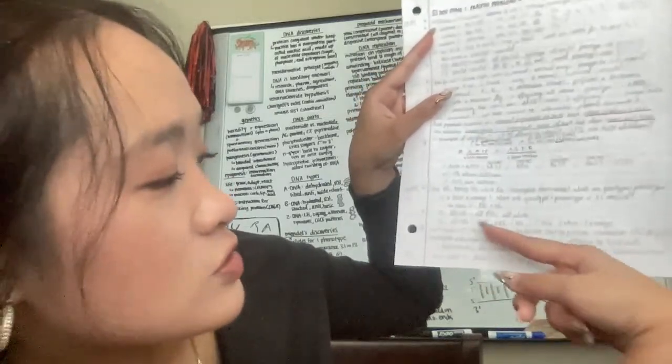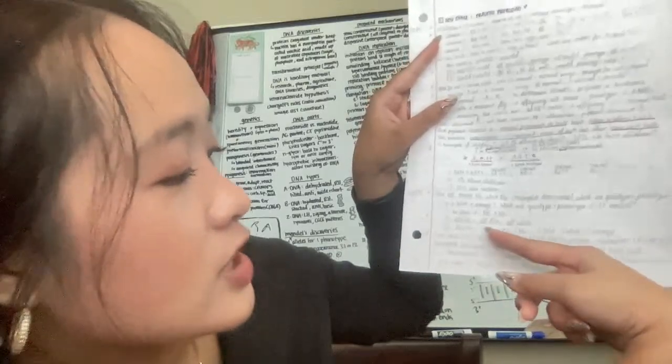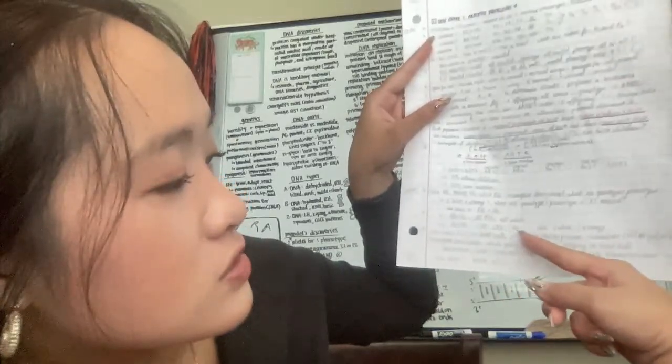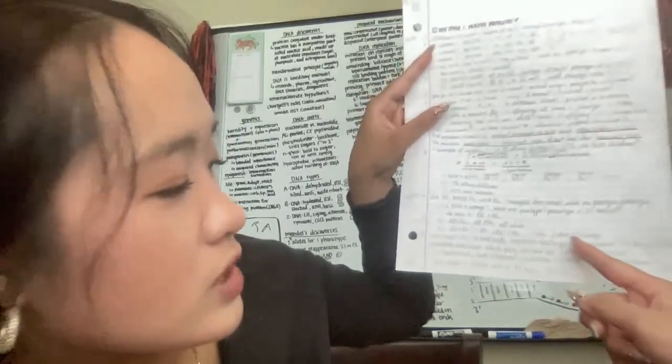And if you're going to do an F2 cross, which would be the heterozygous cross with the heterozygous, it'll be a 1 to 2 to 1 genotypic ratio and a 1 to 2 to 1 phenotypic ratio. So 1 blue, 2 white, 1 orange.